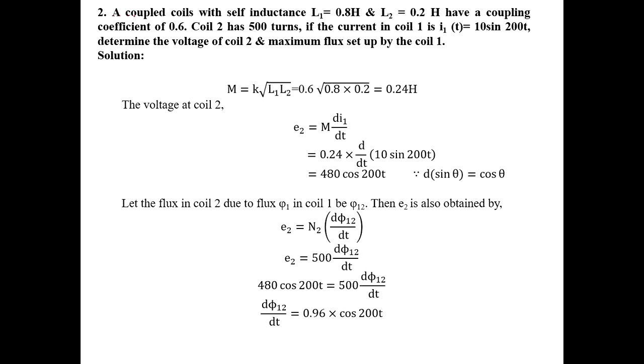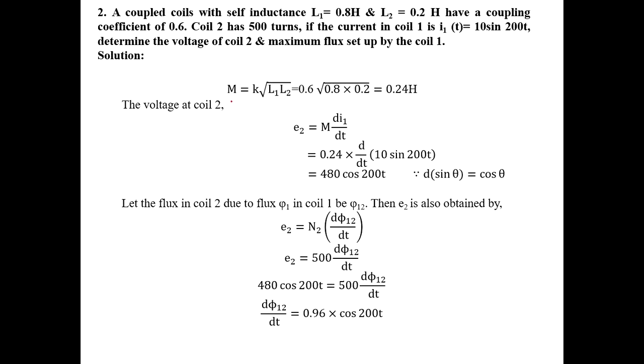Next problem. Coupled coils with self-inductance L1 equal to 0.8 and L2 equal to 0.2 have a coupling coefficient of 0.6. Coil 2 has 500 turns. If the current in coil 1 is I1 of t equal to 10 sin 200t, determine the voltage of coil 2 and the maximum flux set up by coil 1.